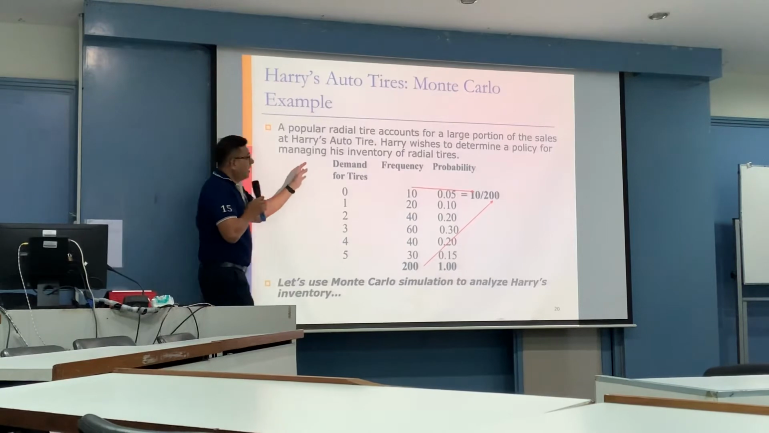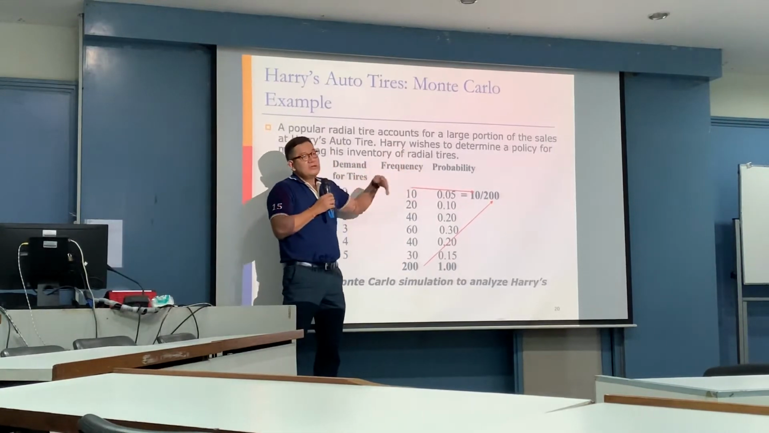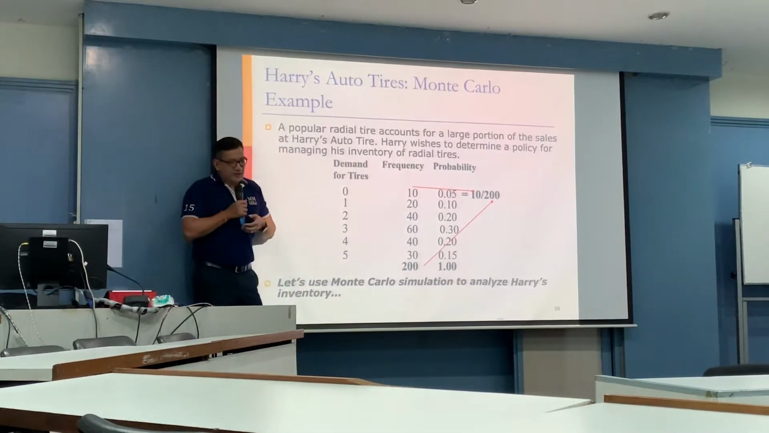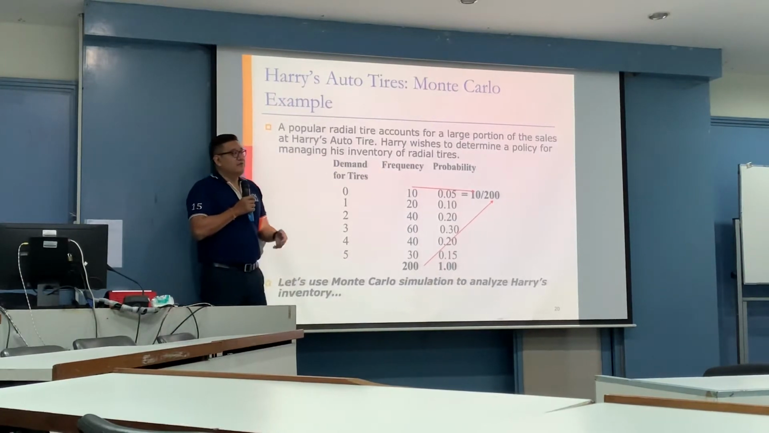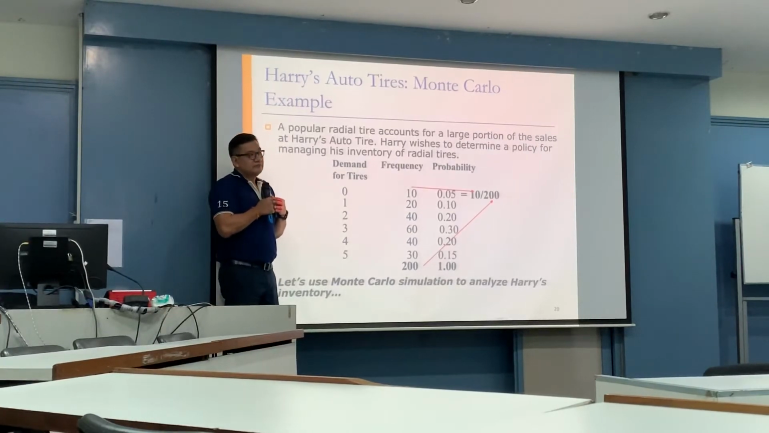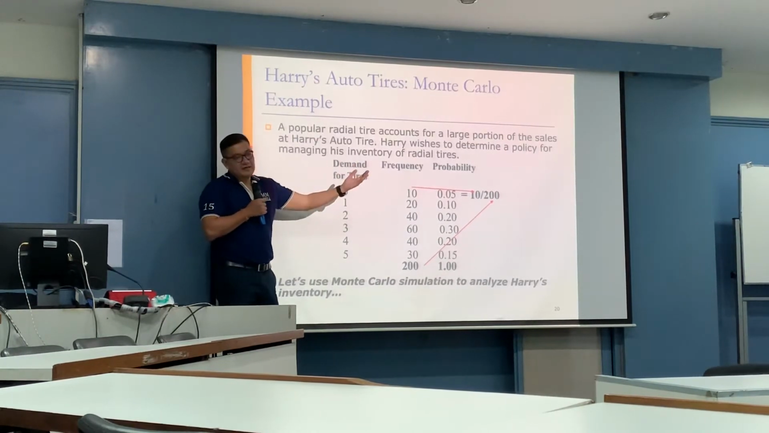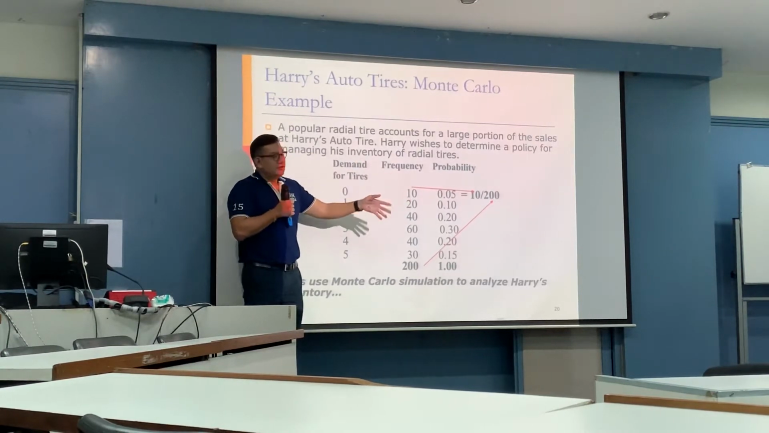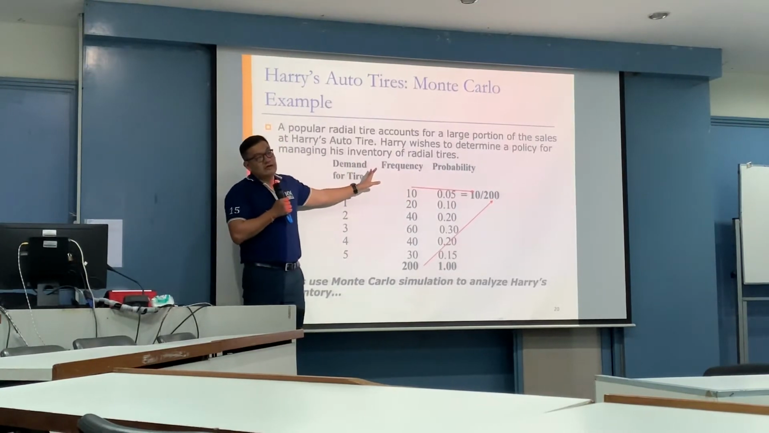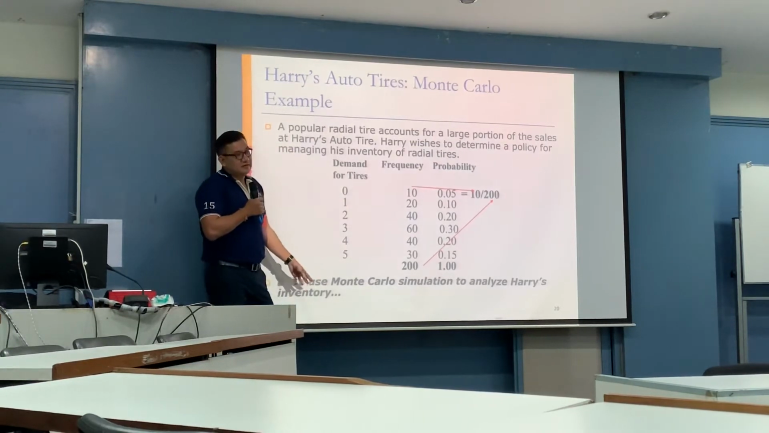So now Harry wishes to determine the inventory policy for his radial tires. He has no idea about the demand, so he needs information about the demand in order to help develop the policy. Right now, Harry wishes to estimate the demand from today to the next 10 days: tomorrow's demand, the next 2 days' demand, until the next 10 days' demand. This is the demand that Harry wants to estimate using Monte Carlo simulation.